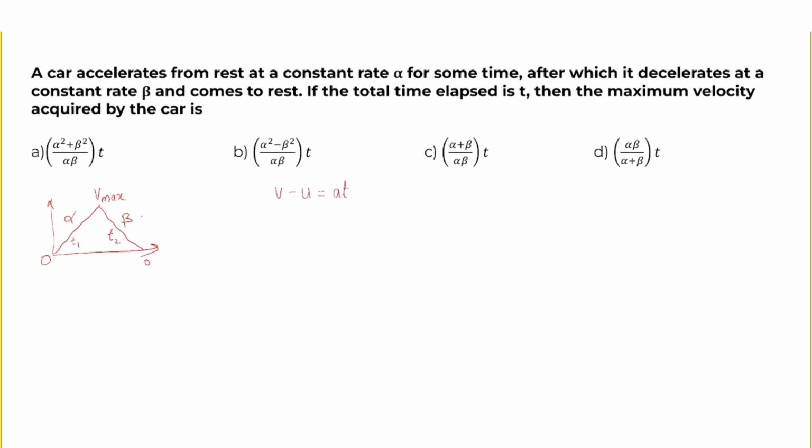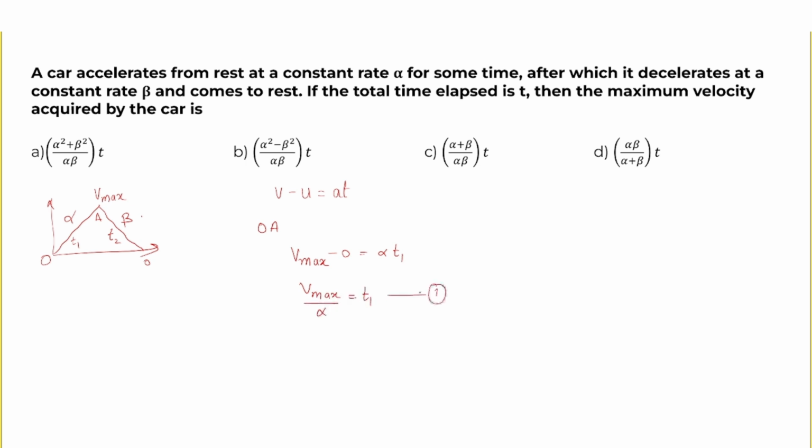So for the first one, while going from O to A, the final velocity will be Vmax, the initial velocity will be 0, right? So this will be Vmax minus 0 equals alpha T1. So Vmax over alpha will be equal to time T1, equation number 1.